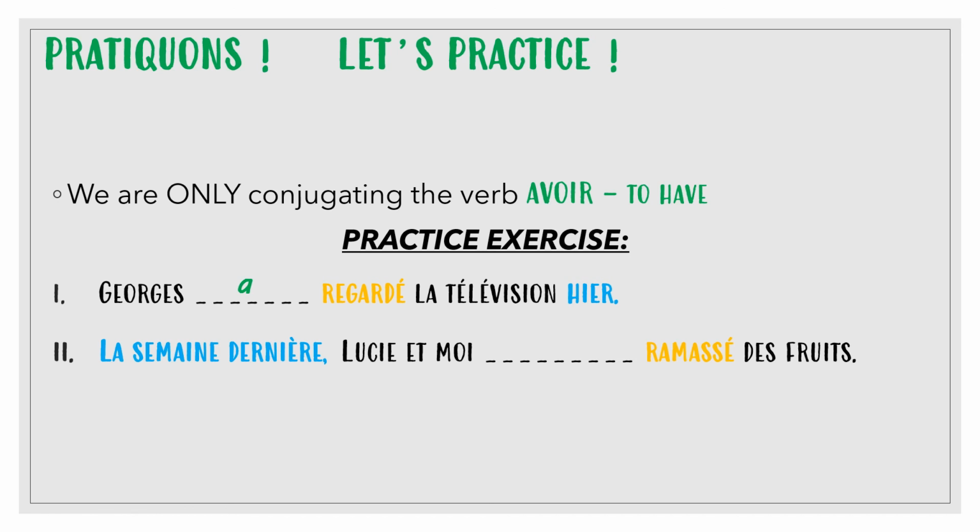Okay, I hope Lucy and I didn't steal them. So la semaine dernière, Lucy et moi, blank, ramasser des fruits. We need the correct conjugation of the verb avoir in this blank space here. So Lucy et moi, what would go in the blank space here? It would indeed be avons. Lucie et moi, nous avons ramassé des fruits la semaine dernière. Last week, Lucy and I picked up some fruits. Alright?